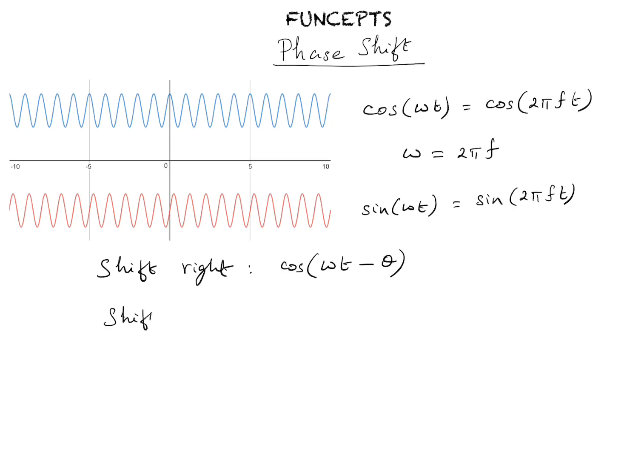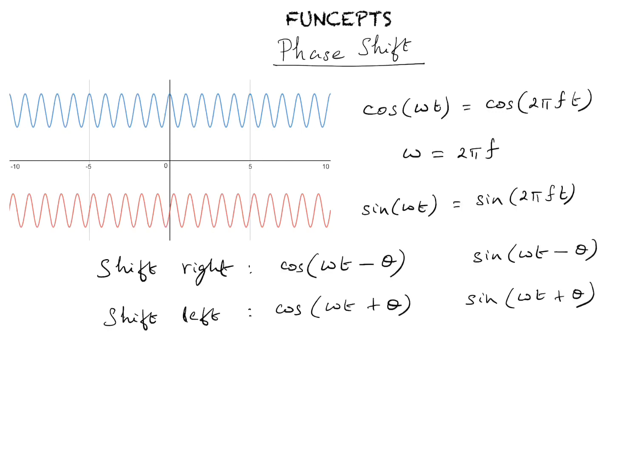Similarly, a shift to the left will correspond to cosine omega t plus theta, and the same applies to the sine as well. So shift to the right would be sine omega t minus theta, and shift to the left would be sine omega t plus theta. So the first thing we need to remember is that shift by a negative angle corresponds to the waveform being shifted to the right by that angle theta, and when the waveform is shifted by a positive angle, it corresponds to the waveform being shifted towards the left by the angle theta.